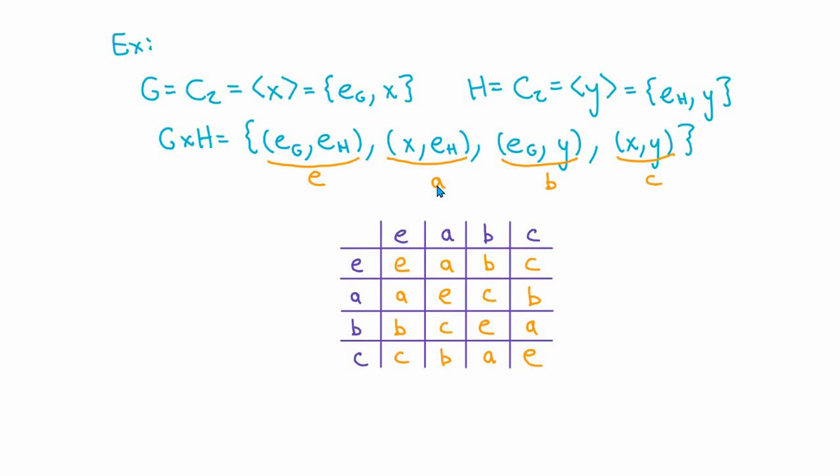And similarly, if I multiply a times b, then I get an x in the first coordinate and a y in the second coordinate. So I end up with c. And so on for the other elements. But the thing that you should check about this multiplication table is that it's the exact same multiplication table as the one for the Klein 4 group. And so our conclusion here is that the Klein 4 group is actually isomorphic to the direct product of two cyclic groups of order 2. So this is yet another way of defining this group.